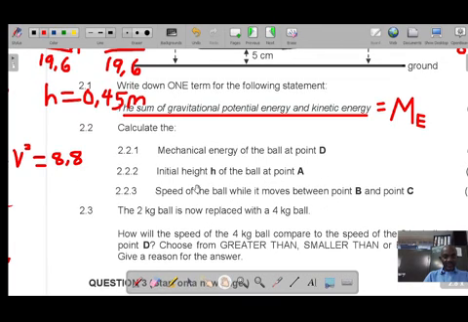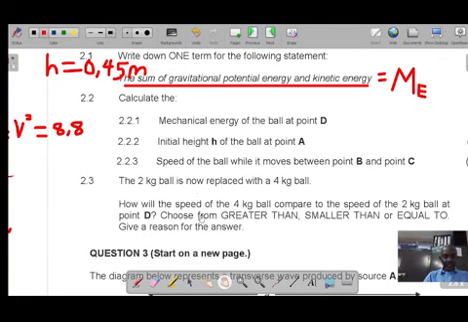Why? Because the speed of the ball does not depend on the mass, but depends on the initial height of the ball. So the answer here is equals to.